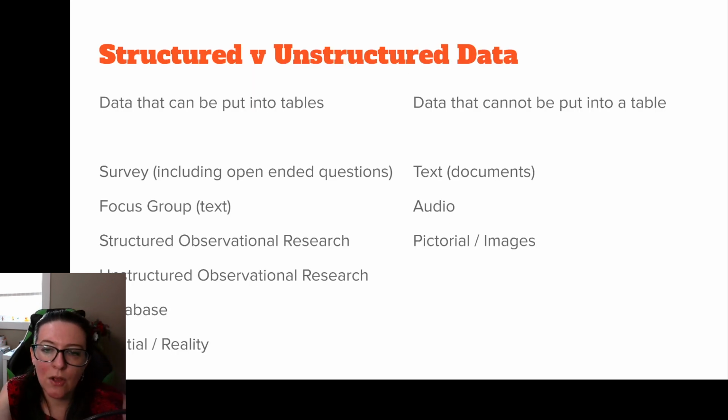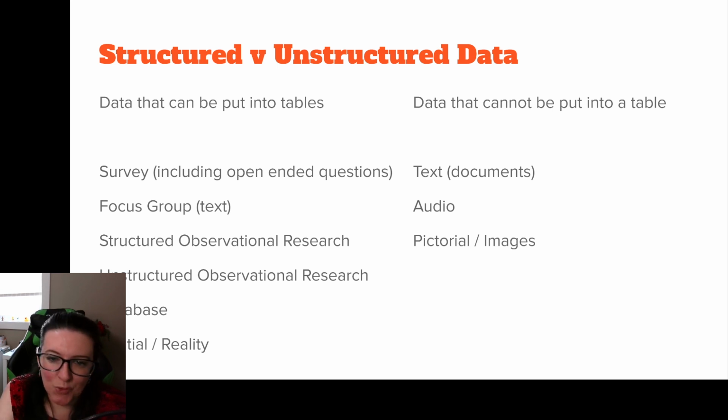We can take those different types of data and we can also classify them by structured versus unstructured data. This is a bit different from the structured, unstructured observational research. Same idea, but different application here. So when it comes to structured data, remember structured observation was, is it a checklist? Structured data is, can we put it into a table? Unstructured data is data that cannot be put into a table.